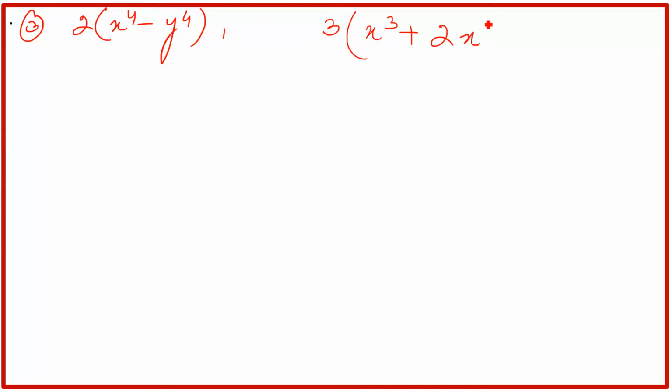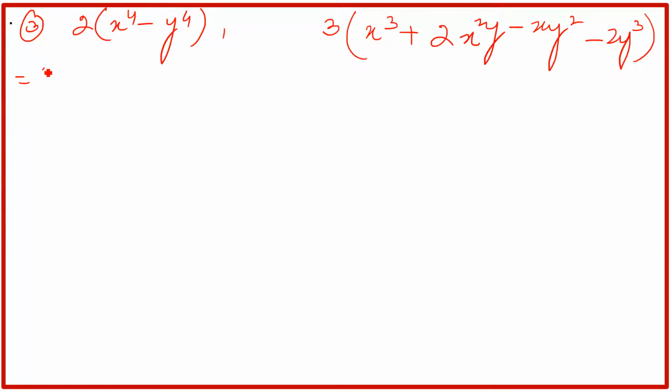Now the third question, we will solve one more question. It is x to the power 4 minus y to the power 4, this is the first factorization, and the second is 3x cube plus 2x square y minus xy square minus 2y cube, right?